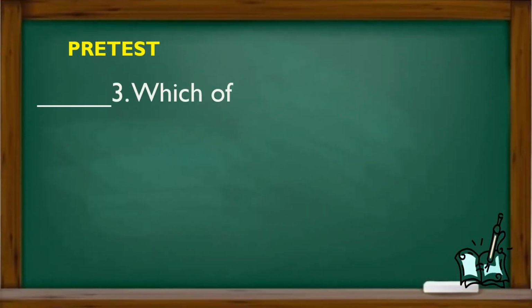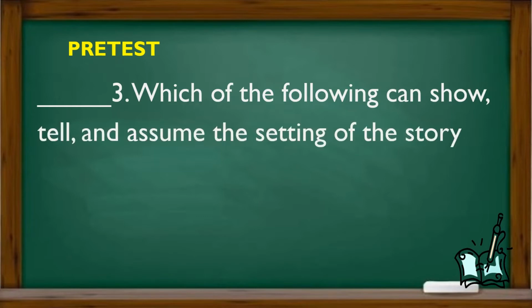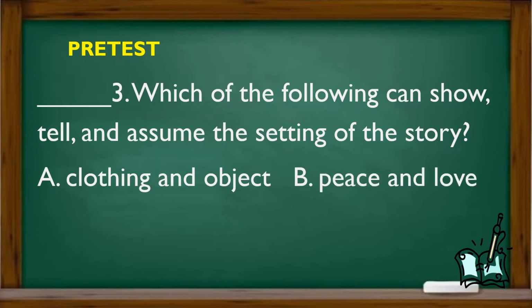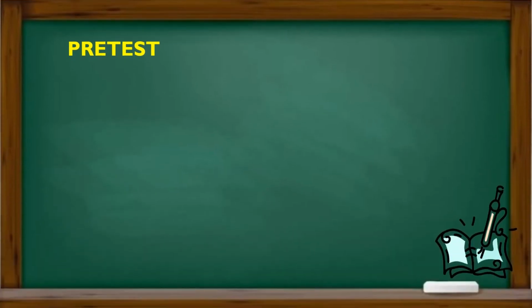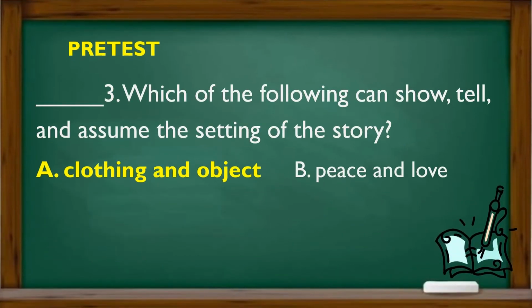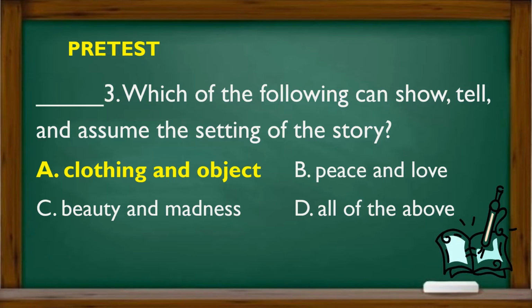3. Which of the following can show, tell, and assume the setting of the story? A. Clothing and object. B. Peace and love. C. Beauty. And the answer is letter A. Clothing and object.